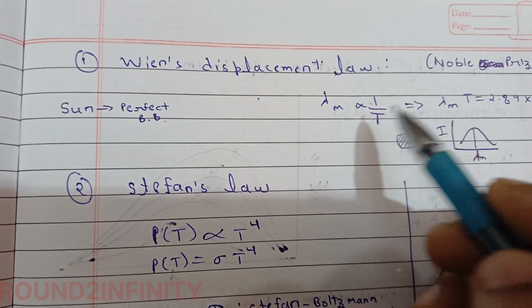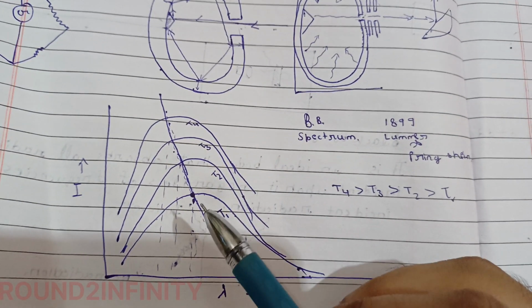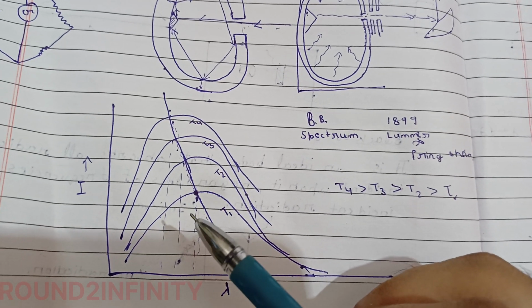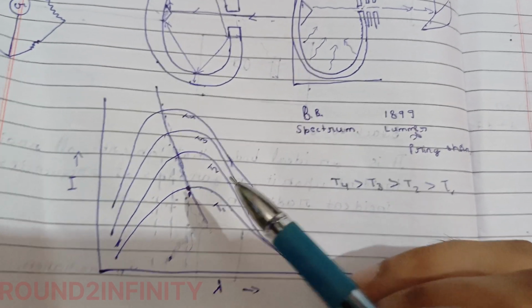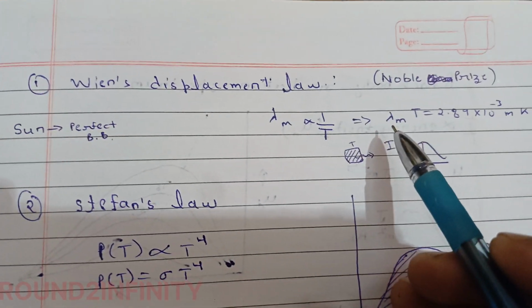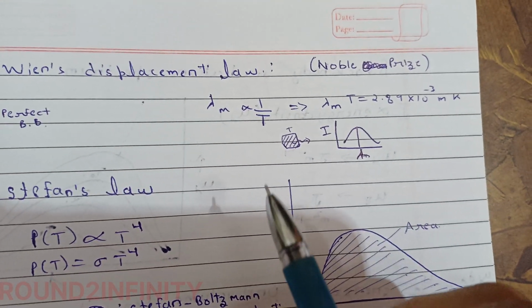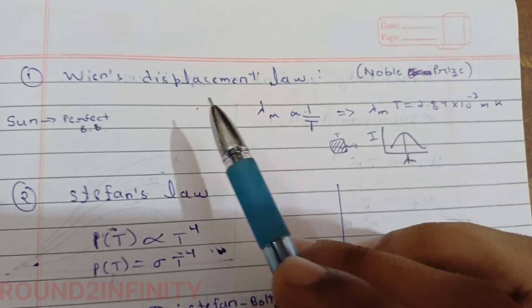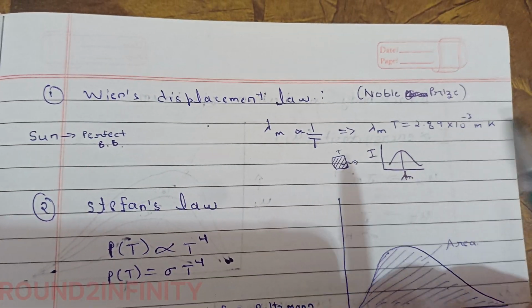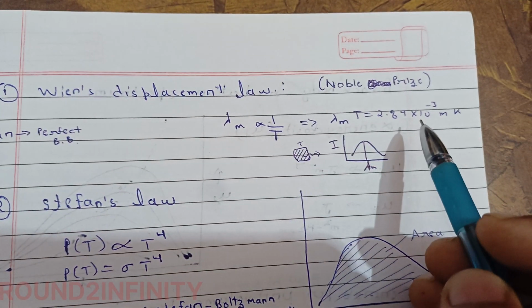Now this lambda_m times T will be constant. Wien took all the observations and calculated the value of this constant, lambda_m T, and it was 2.89 × 10^-3 meter Kelvin. This was a very important result, and it is called Wien's displacement law, and he got a Nobel Prize for it.